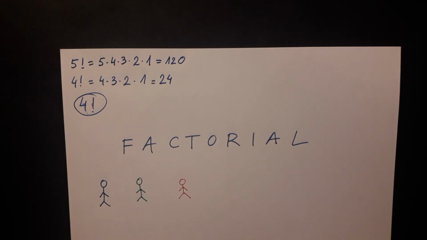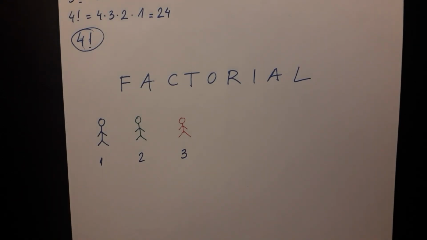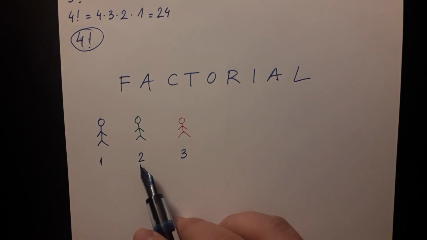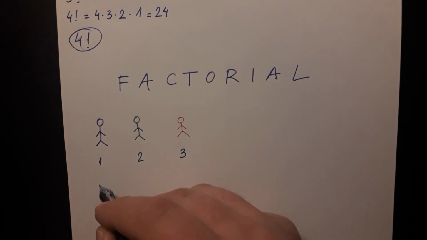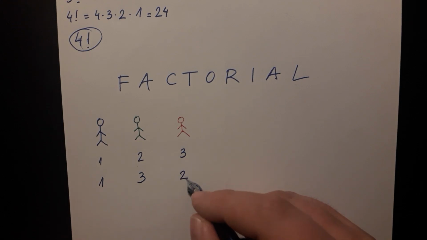Before jumping to the use of factorial, let's see how many ways of arrangement there are. So let's take our 3 people and assign them numbers: 1, 2, and 3. This arrangement is one possibility. Another one is to change the order of the third and second person. So we have 1 who remains at his position and then 3 and 2.